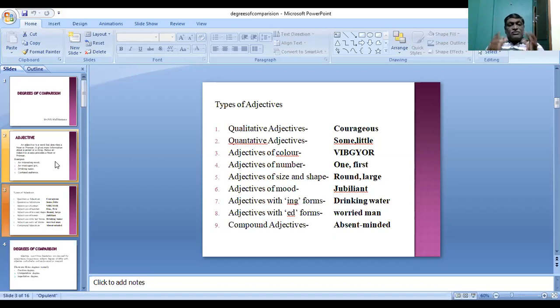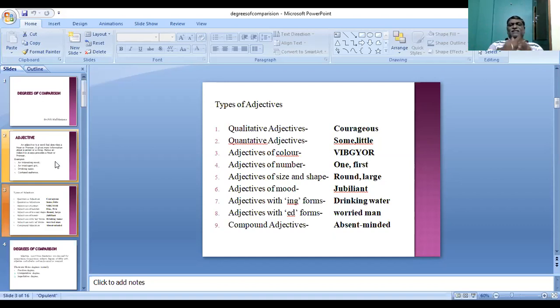Similarly, we have adjectives of size and shape. Like sizes, different sizes. We have rectangular, large, small, round, circular, different shapes and different sizes. For them also we use adjectives.